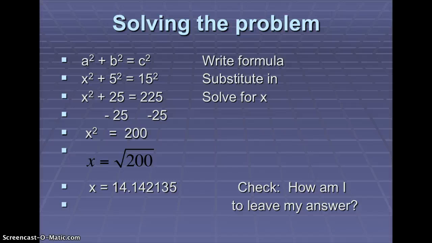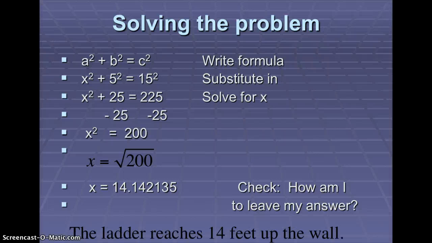It's not looking for the square root, okay? It was looking for how far up the wall the ladder reaches. So in this case, we can't leave it in a square root. We have to put it in a number because we would like to know how far up. So the ladder reaches up about 14 feet on the wall. If you rounded your answer to 14.1 or 14.14, that's fine too. But for this problem, we can't leave it in a square root.